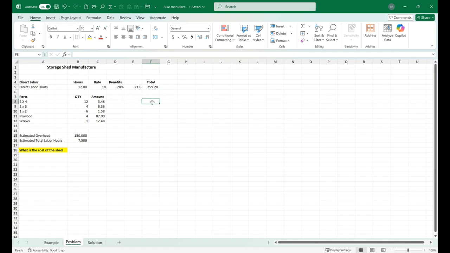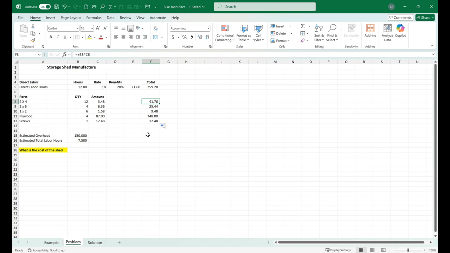What about the direct materials? That's simply quantity times price. So this is again just the quantity of 12 times $348 each. And if you know Excel, you can use this little handle here to spread the formula, and you can see these are the total costs.